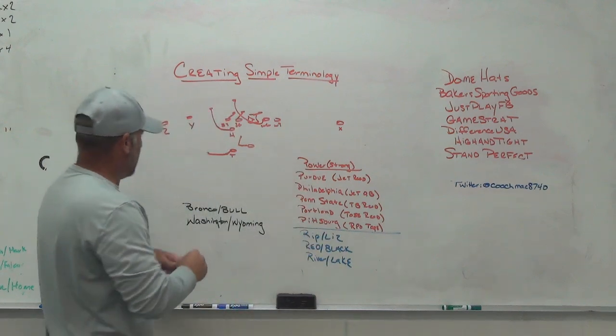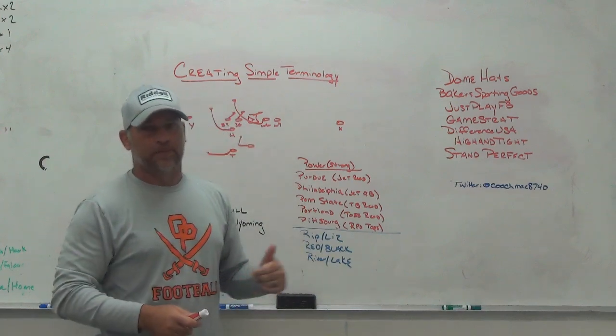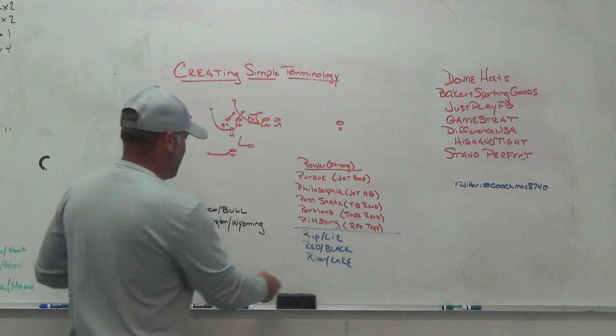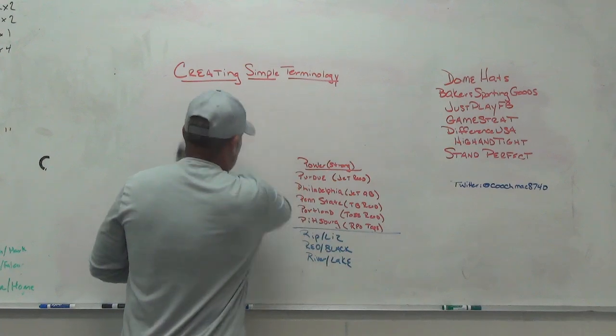So now all of a sudden we had Purdue, jet power read. Philadelphia, quarterback power. Penn State, tailback power read. Portland, power toss read. And then when we got into the RPO world, again, now I'll just change this up and draw it to the right again.